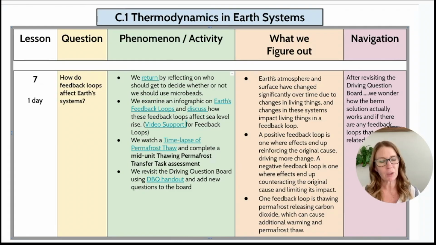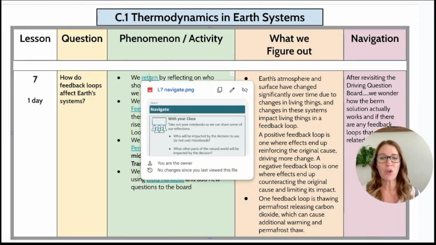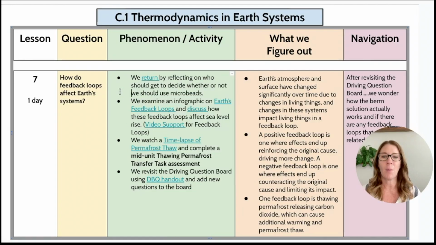So we introduced feedback loops in the last lesson, but we need to go a little deeper in this lesson about them. But we start by thinking about who should or should not make decisions about these design solutions. And so we're really pushing towards evaluating design solutions at the end of the unit. But we just calculated that the microbeads cost a lot. It's pretty bad for the environment. So maybe it's not the best solution. And then we are going to think about feedback loops and what happens if we didn't use a solution. And that's how we brought it up in lesson 6.